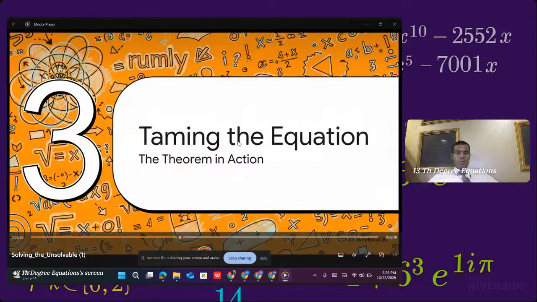All right, now for the fun part. We're going to see this theorem in action. We're going to unleash it on that monster equation we saw earlier. And don't worry, we're not going to get bogged down in the complex calculations. We're just going to watch the magic happen.